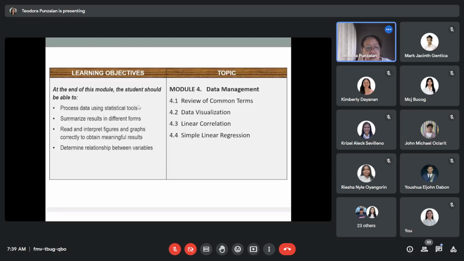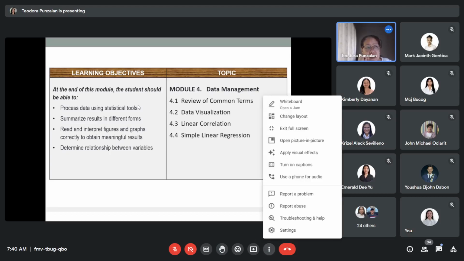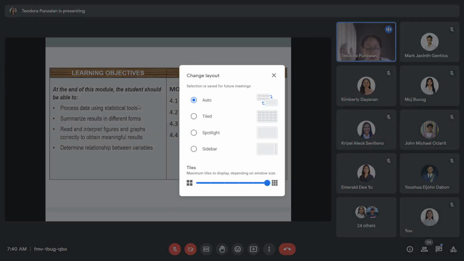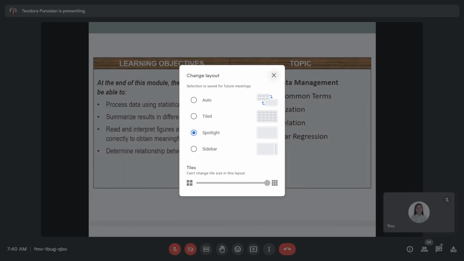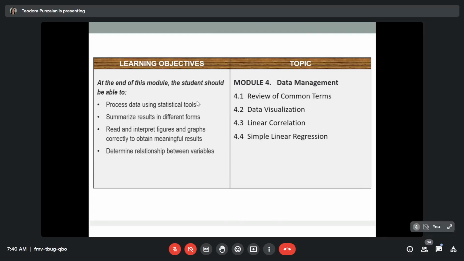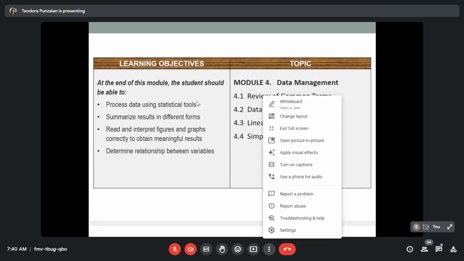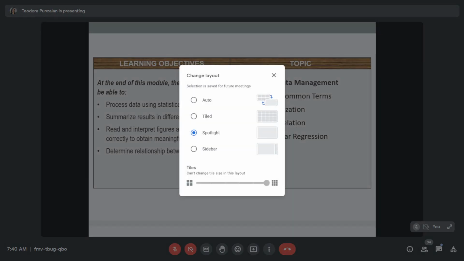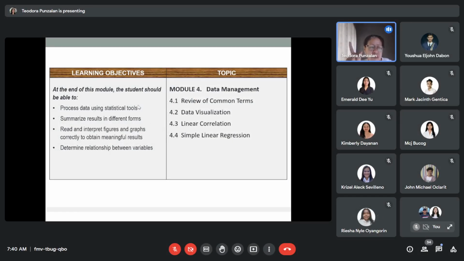Now, for discussion's sake, for demonstration purposes, I'm going to use the Excel Data Analysis ToolPak. But if you would like to use the statistical package that you are familiar with, like SPSS, MATLAB, and there are so many others, class, there are so many other statistical packages.